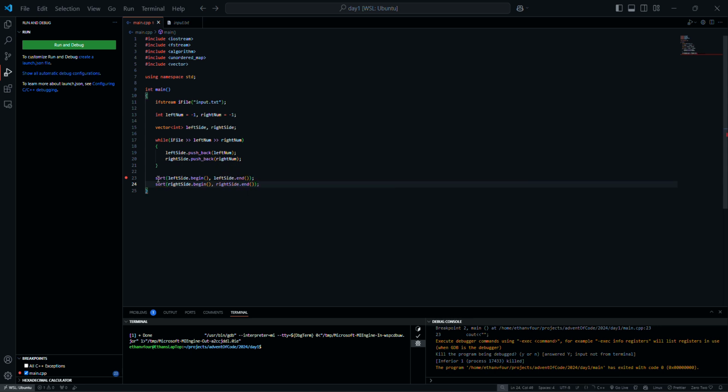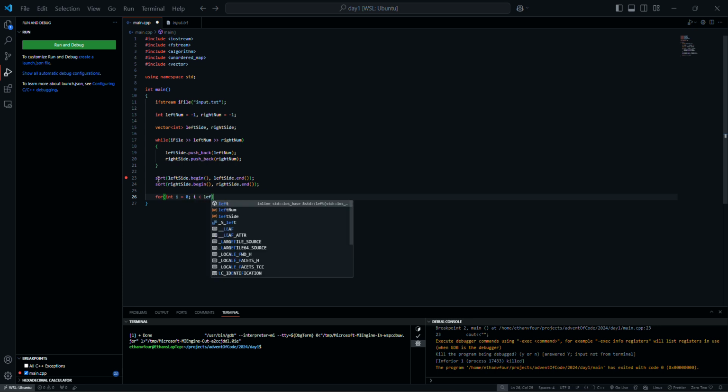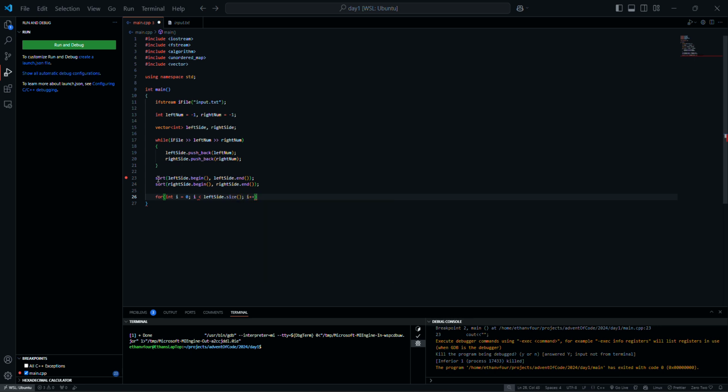And now basically they're sorted, right? From smallest to largest. And now from there we can figure out the nth smallest number of the left side and the nth smallest number of the right side, right? So now all we can do is a for loop, from i equals zero, i is less than left side dot length. I mean, they should be the same size, hopefully. Oh, not length, size, my bad. And i plus plus, right?